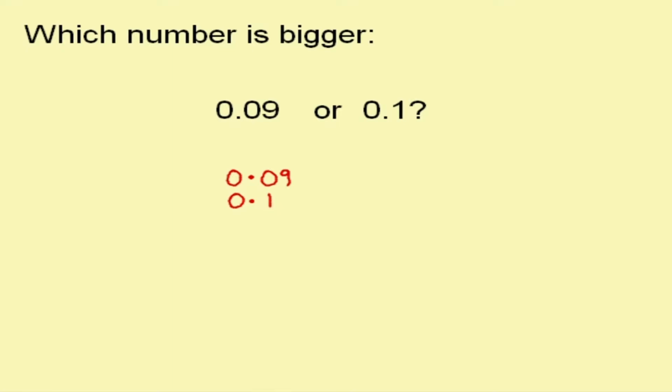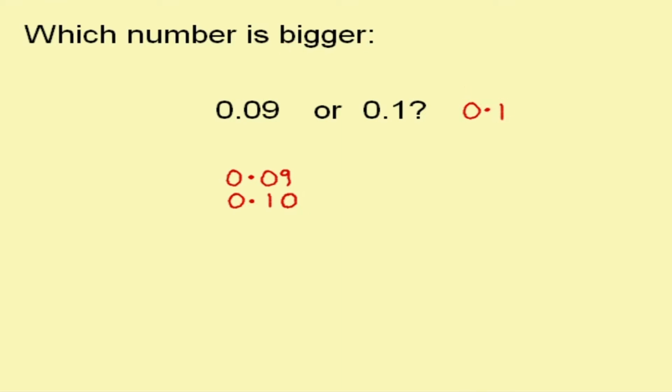Now to be able to compare them, I really want them both to have the same number of digits. So in this gap here, I'm going to put a 0. Now if I start from the left, I can see they both start with a 0, and then the next digit for this one is a 0, but for this one it's a 1. 0 is smaller than 1, so this is the smaller number, and this is the larger one. So the answer to the question, which number is bigger, is 0.1.